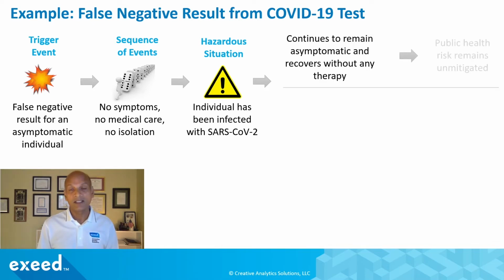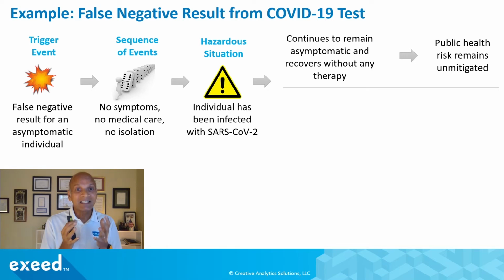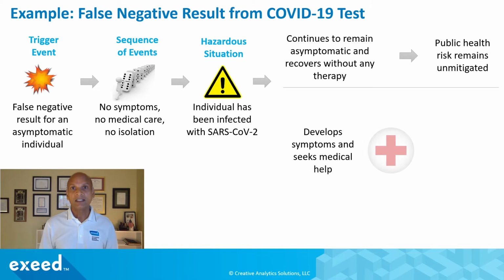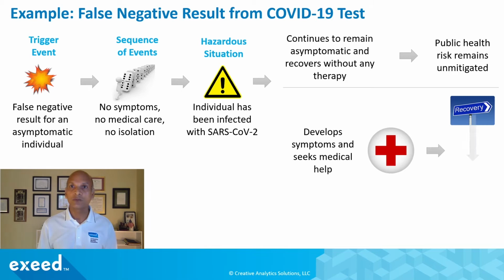The first outcome is, in many cases, they continue to remain asymptomatic and the patient recovers without any therapy. Good for them, right? And it happens quite frequently. However, since they are not aware that they are asymptomatic and have the infection, the public health risk remains unmitigated if they don't take the public protective measures like social distancing or masking. So that remains. Now, on the other hand, if they develop symptoms and they seek medical help, now the outcome could vary from full recovery to death.